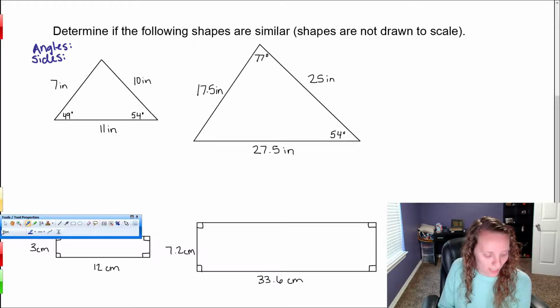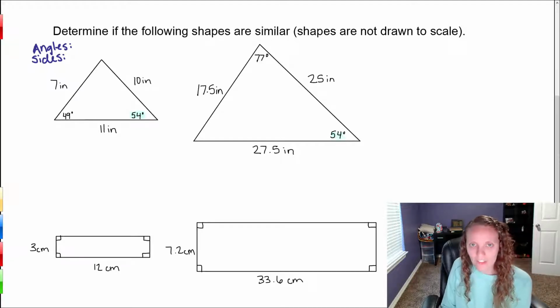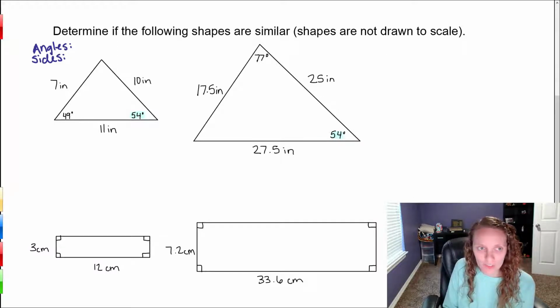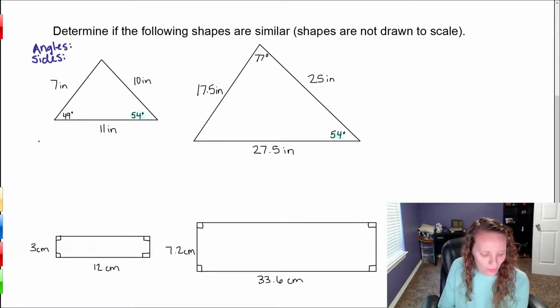So let's check the angles first. So let's see, I see a 54 here and a 54 here. Those are in the same position and those are congruent, so that part's good. Now I see a 49 and then I see a 77, so I'm not seeing the third angle, and we need to figure out what the third angle is.